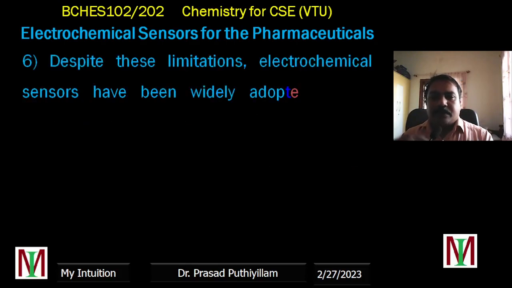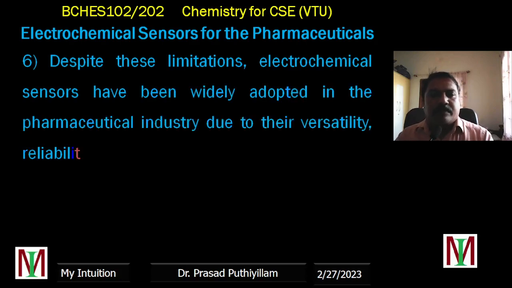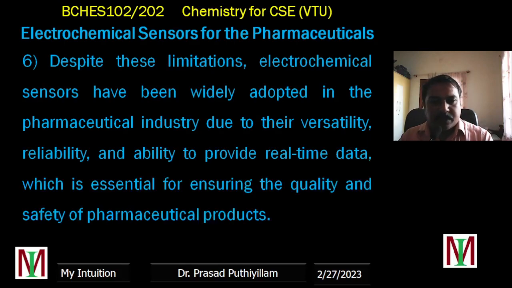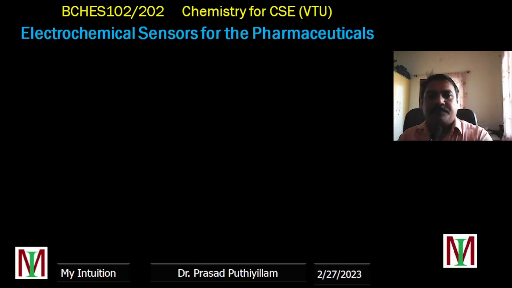Despite these limitations, electrochemical sensors have been widely adopted in the pharmaceutical industry due to their versatility, reliability, and ability to provide real-time data, which is essential for ensuring the quality and safety of pharmaceutical products. Electrochemical sensors are produced, they are sensing and giving results, and we depend on them, which is better than nothing. Some small limitations are there which can be overcome, but we have reached a level where we can do real-time analysis of pharmaceuticals.